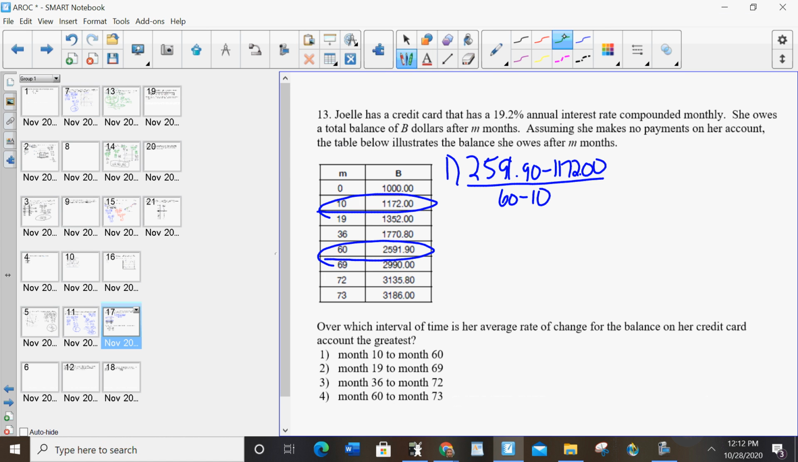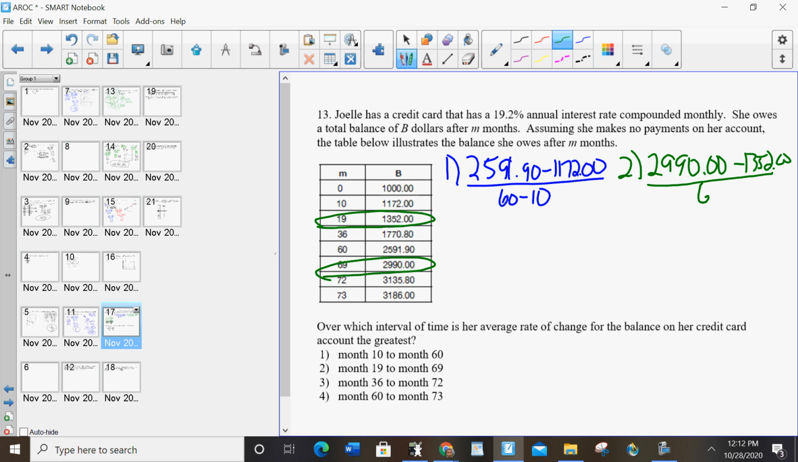Choice 2, $19 to $69 would be $29.90 minus $13.52 over 69 minus 19.